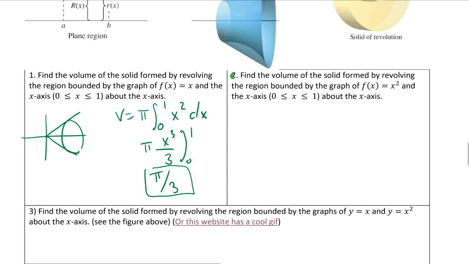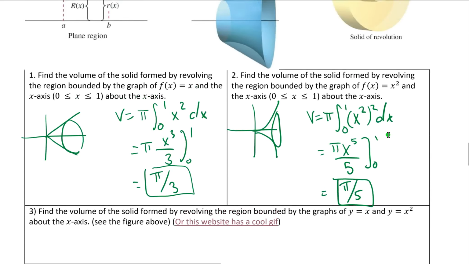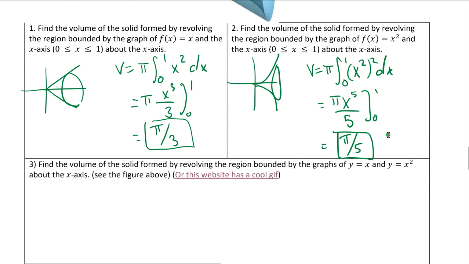Now, go ahead and try this review question. We're just doing this, by the way. And then we're going to find the volume of a solid formed by revolving the region bounded by the graph of f of x equals x squared and the x-axis, from 0 to 1 about the x-axis. So go ahead and try this question now. Okay, doing that one, I got pi over 5.